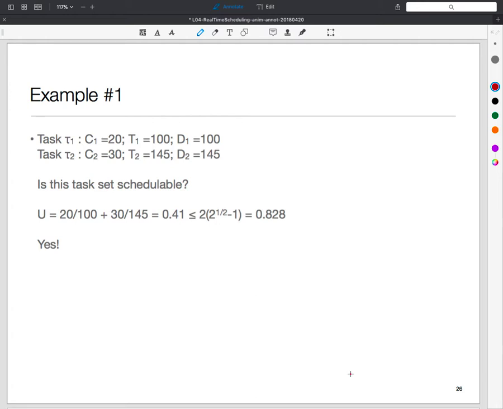So on my previous question, this works on the deadlines, but is that only if the deadline is equal to the period? There is a generalization which works for arbitrary deadline. I will go through one case of that generalization. The other case is a bit hard to explain.